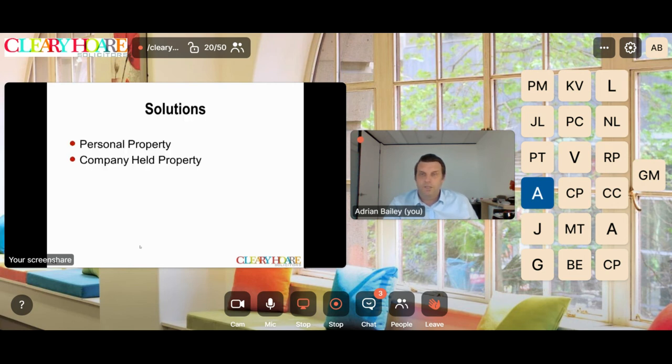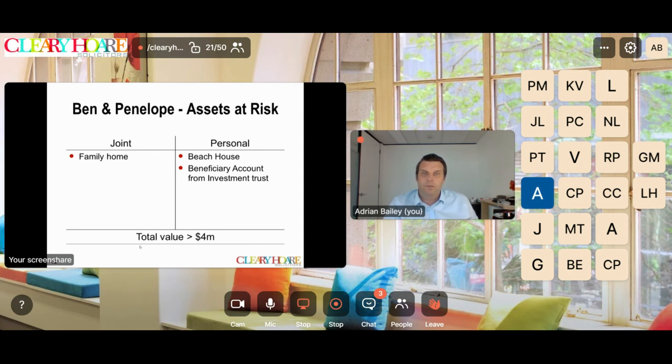So turning now to some of our solutions and having a look at them in the context of what we've just discussed in relation to both personal property and company-held property. And again, revisiting those provisions to see how they could apply and the sorts of things that we're going to need to think about in relation to them. So very briefly, in terms of our example here, we've got Ben and Penelope. They've got some joint assets in terms of a family home, personal assets in terms of a beach house, and a beneficiary account from an investment trust, with the total value of those assets, or our equity, being $4 million. So that's what's really at risk if either Ben or Penelope go into bankruptcy.